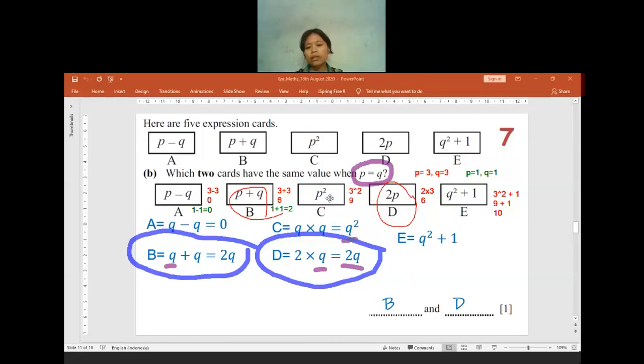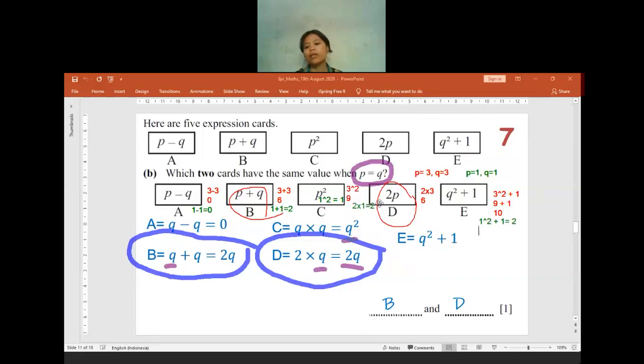And then for the card D, we will have 2 times 1, which will be equals to 2. And then for the card E, we will have Q square plus 1. So 1 square plus 1 will be equals to 2 still.